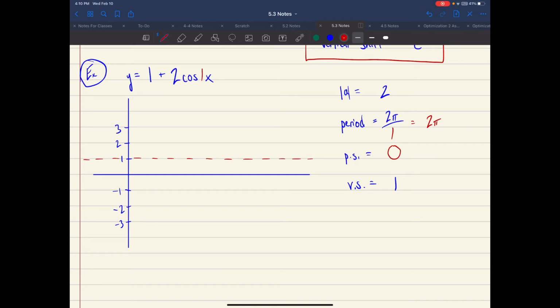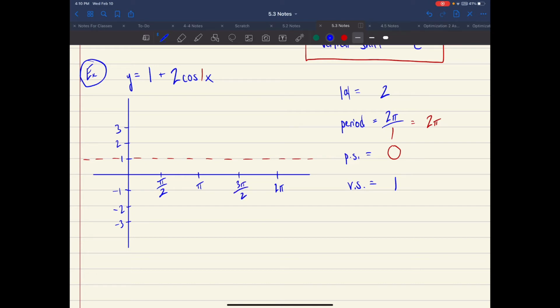Okay, so I'm done with the vertical shift. The period is 2 pi, so what I'll do is go on the axis and I'll just put 2 pi here, pi in the middle, and we can have all 4 quadrants if you want. Pi over 2 and then 3 pi over 2.